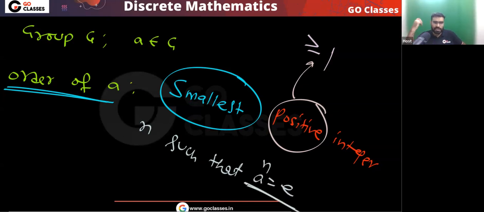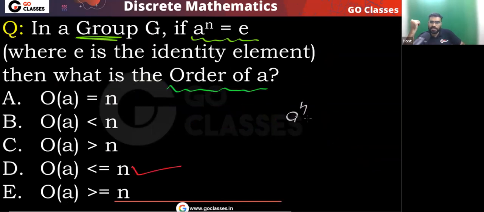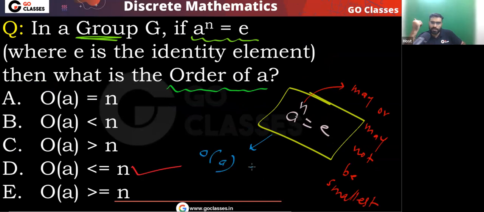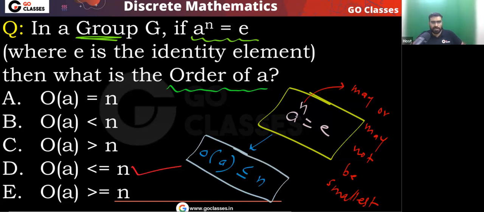So remember, if I say A power n is E, it simply means this n may or may not be smallest. So I can simply say that the order of A will be less than or equal to n. It will not be greater than or equal to n. It will be less than or equal to n. So this will happen.